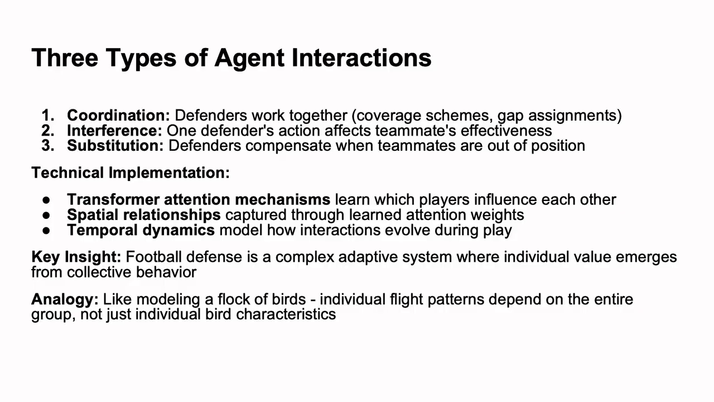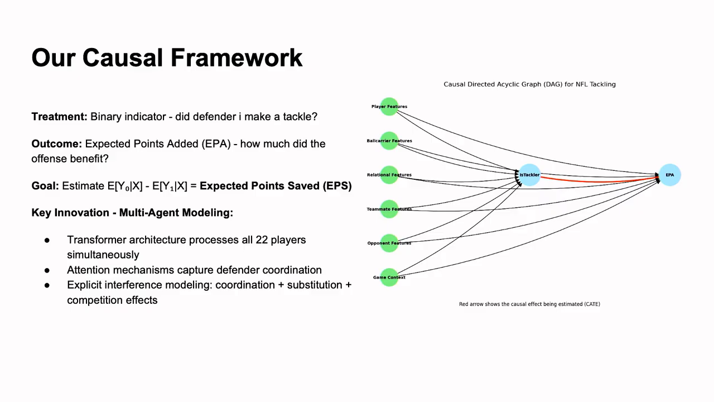And so technically, we implement this using transformer models. And the attention mechanism allows us to learn which players influence each other, with spatial relationships captured throughout the play, and we can show the learned attention weights. And we also have temporal dynamics, so we can model how interactions evolve during the play. And so the key insight here is that football is a very complex sport and a system where individual value emerges from collective behavior. An example of this is if you're interested in modeling a flock of birds, you can't just model the individual flight patterns because they depend on the entire group, not just those individuals.